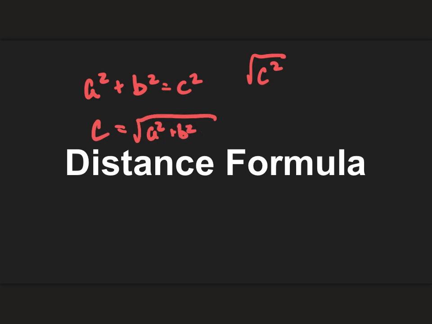Now, if I'm given a and b as 2 legs, that's fine. I could just do this. But what if I'm only given points?